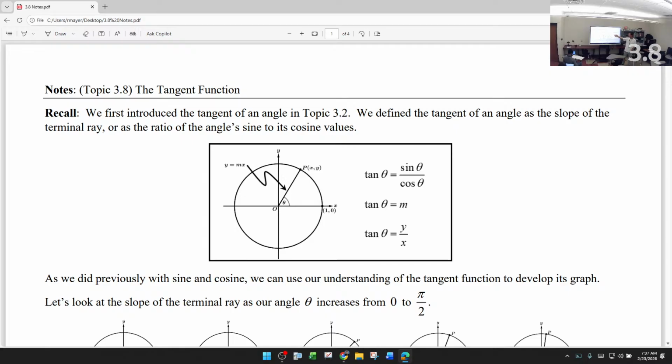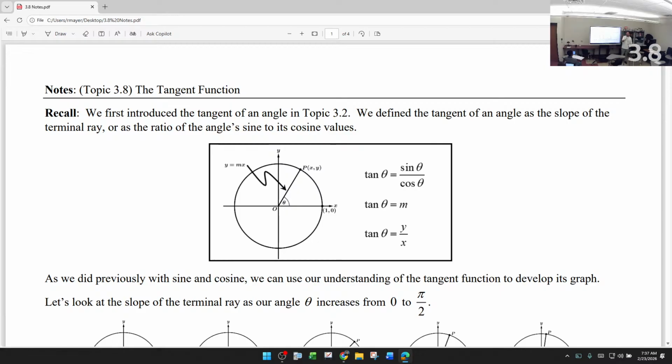Today's just tangent. We define the tangent of an angle as the slope of the terminal ray, as a ratio of the angle. Tangent is sine over cosine. Opposite is always y. Adjacent is always x. Sine is y. Cosine is x. However, you've got to remember that tangent is sine over cosine.